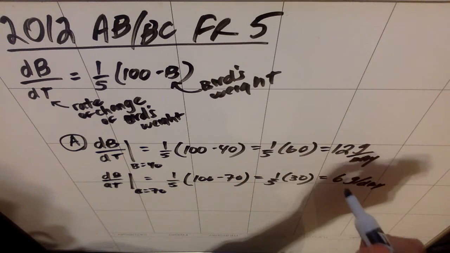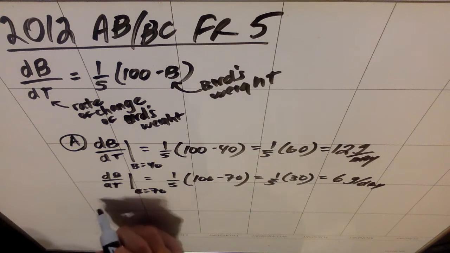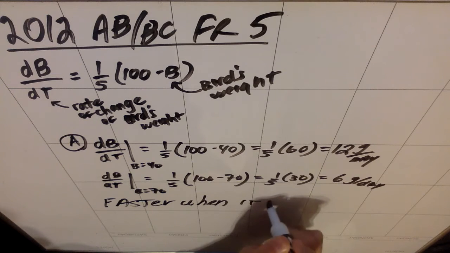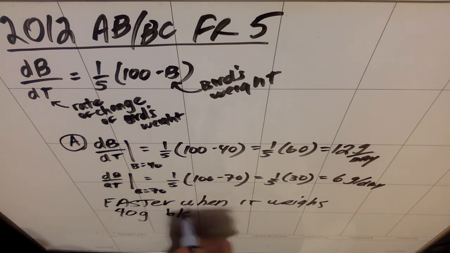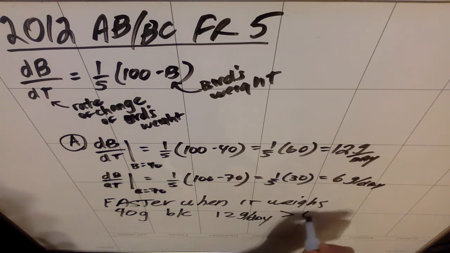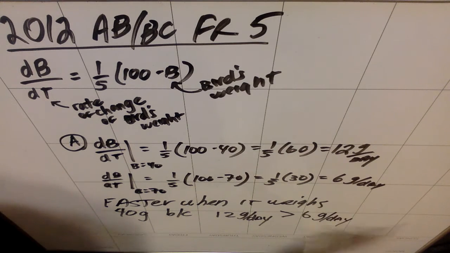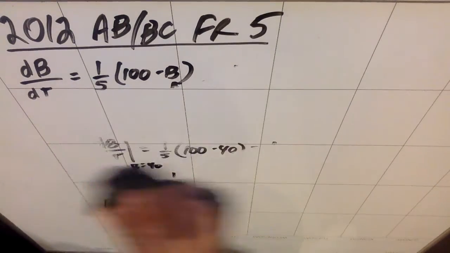So it's clear that the bird is growing faster when it weighs 40 grams because it's going 12 grams per day. So the answer is faster when it weighs 40 grams. And if you want to give the reason, it's because 12 grams per day is greater than 6 grams per day. All right, so that is our part A. 12 is bigger than 6. So the bird is gaining weight faster when it is gaining at 12 grams per day. So let's now erase A and talk about B.